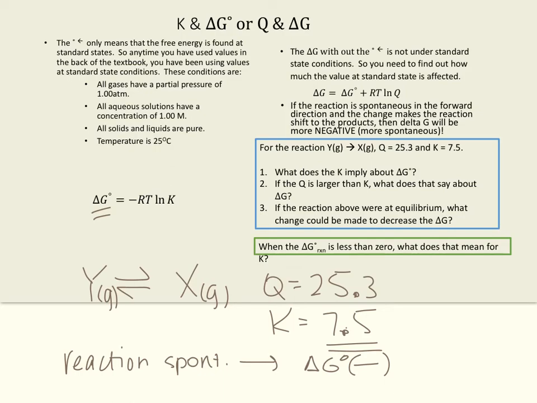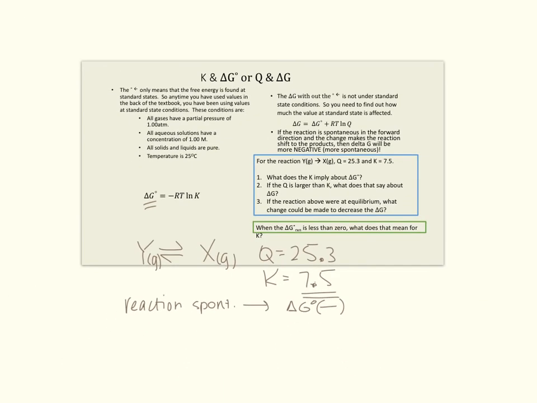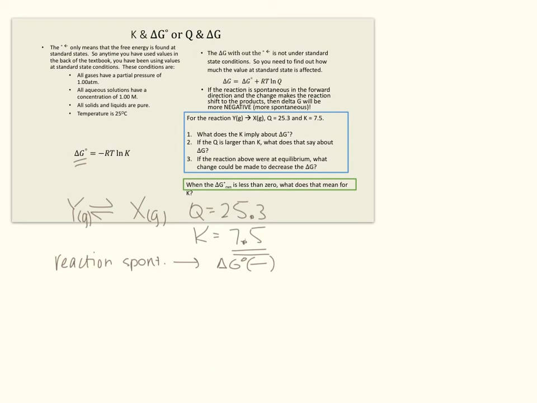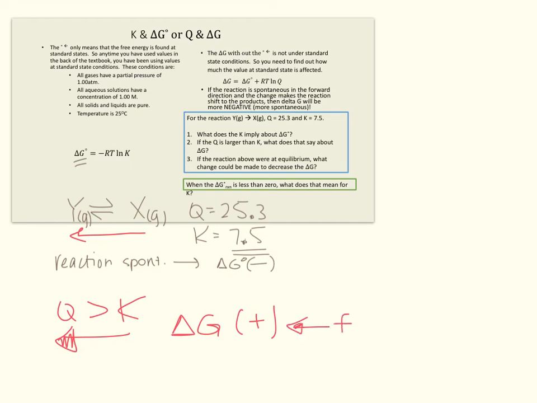All right? And then it says, what if the Q is larger than K, what does that say about delta G? Since Q is bigger than K, the reaction is going to the left. If the reaction is going to the left, then it's no longer spontaneous in the forward direction because it's going backward. And so that means that this is going to be positive because it's going backwards. And so the reverse of that reaction would be spontaneous, because this is representing the forward reaction.